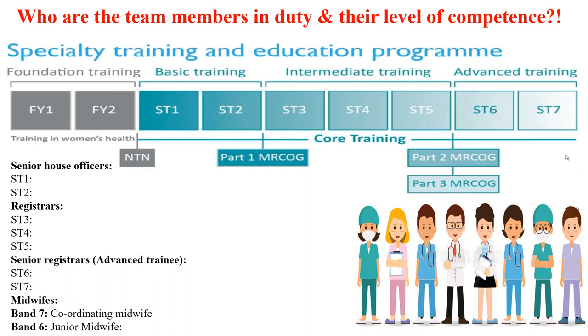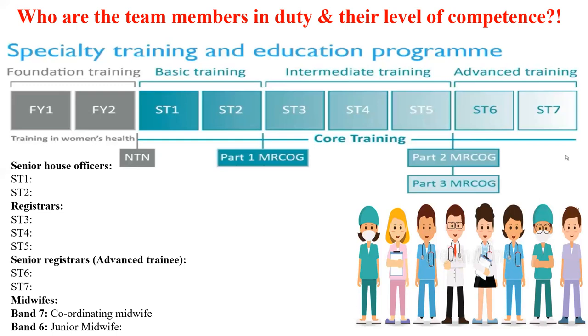After passing part two or part three MRCOG, this is the advanced trainee, ST6 or ST7. They can also be called senior registrars. These are the different categories or different levels of the specialist trainee.